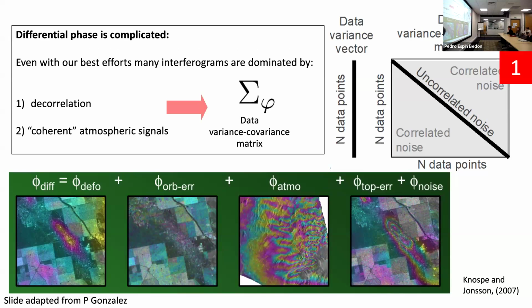So one way you can try and look at that is to try and characterize the noise in different ways. You'll have seen this before, but as a reminder, the differential phase you can think of as the sum of contributions from deformation, some contribution from orbital errors and uncertainties, something from atmospheric delay, topographic error, and noise. And we're going to go through those in a little bit more detail.